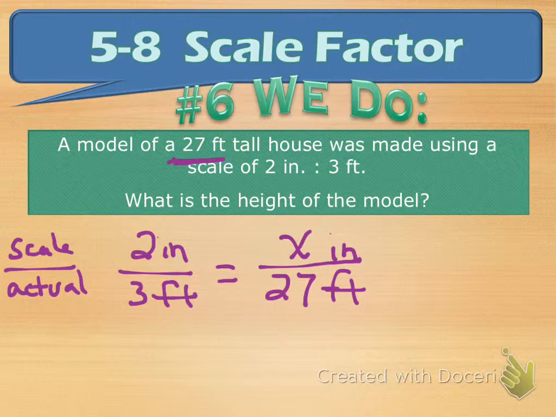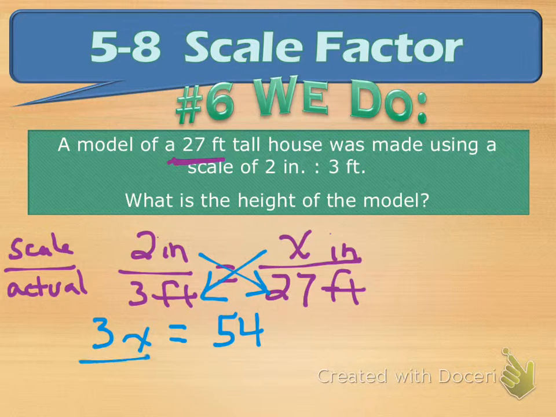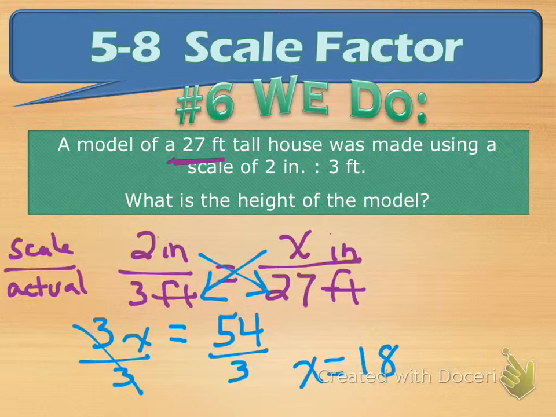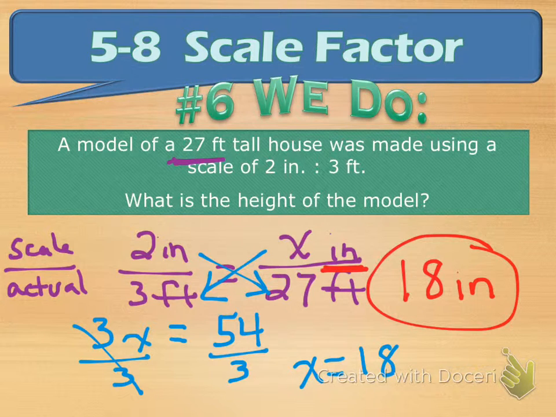But just because the x is on top doesn't mean anything different. You're going to solve it exactly the same. You're going to cross multiply. 3 times x is going to give us 3x. 2 times 27 gives us 54. Divide by 3 to get our x alone, and x will equal 18. So your answer is going to be 18, remember, inches. So that's going to be your answer.